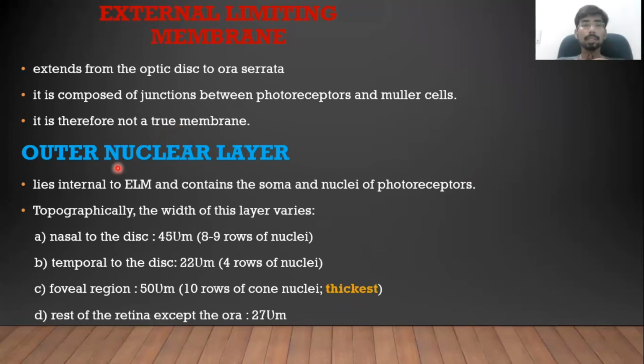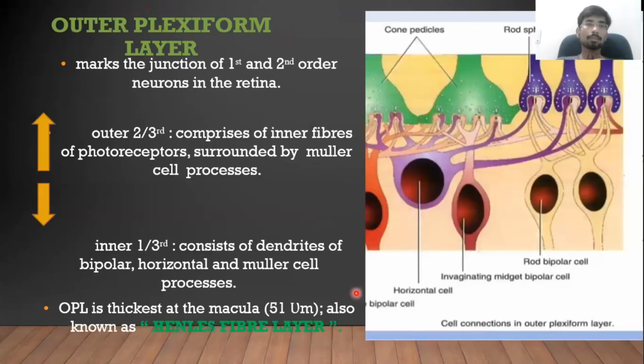The outer nuclear layer lies internal to the external limiting membrane and contains the soma nuclei of the photoreceptors. Topographically, the width of this layer varies. In the foveal region, the outer nuclear layer is thickest. Next is the outer plexiform layer, which marks the junction of first and second order neurons in the retina.